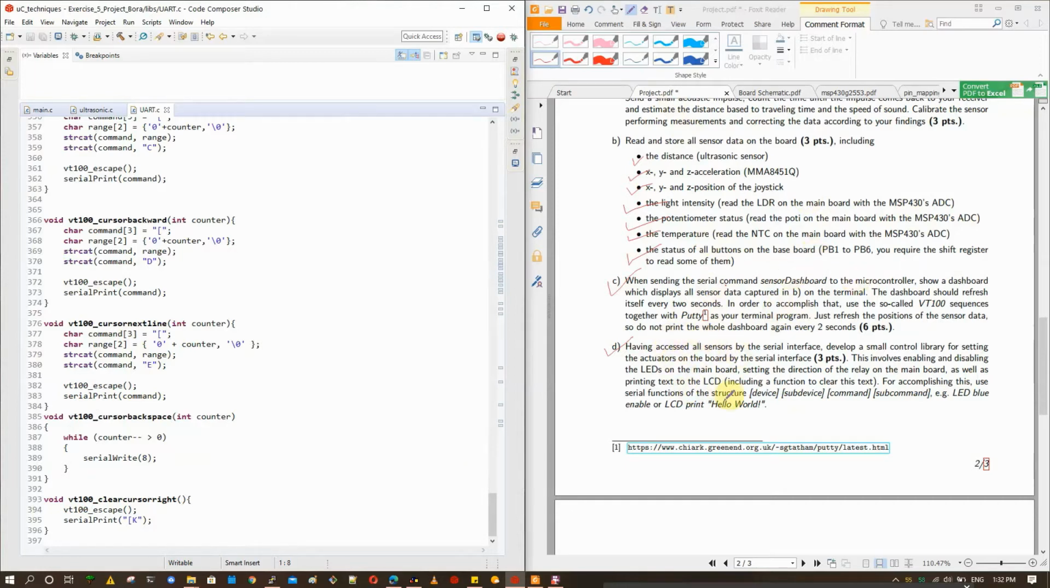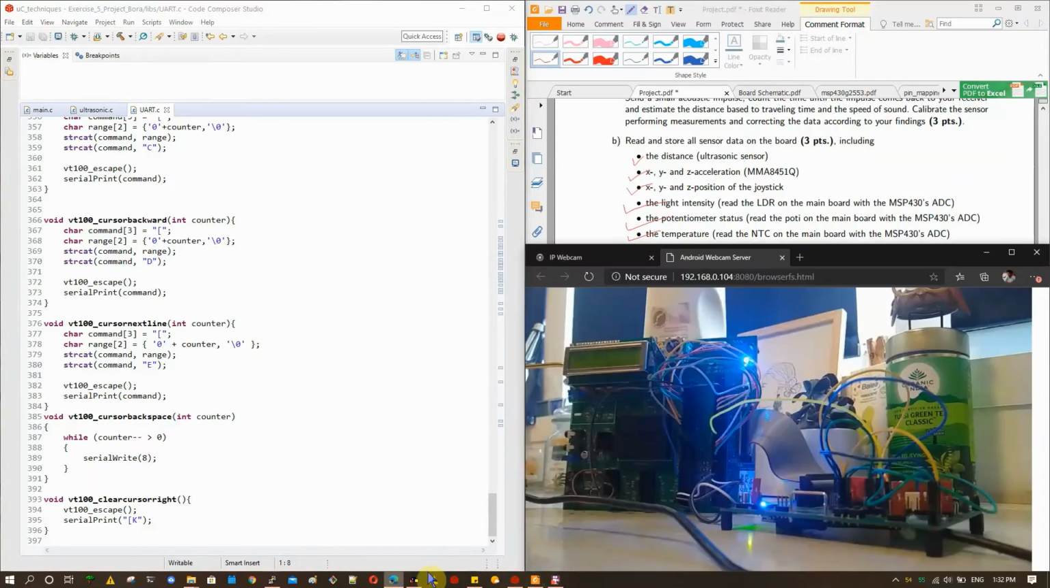The last and final question of our project requires us to put our MCU in receive serial mode and receive simple commands like LED blue on, or LCD print some string, or LCD clear, or relay on or off, as we will see them. Now let's look at the implementation of the whole project.